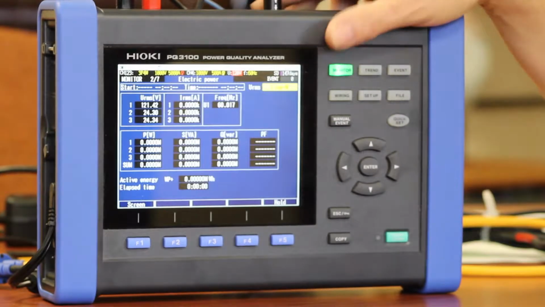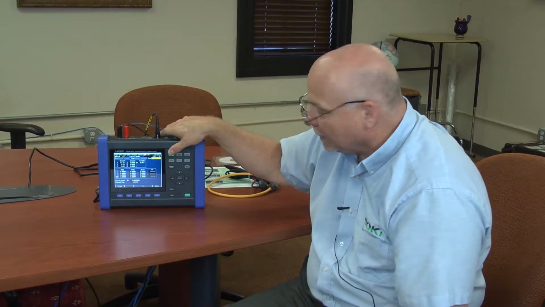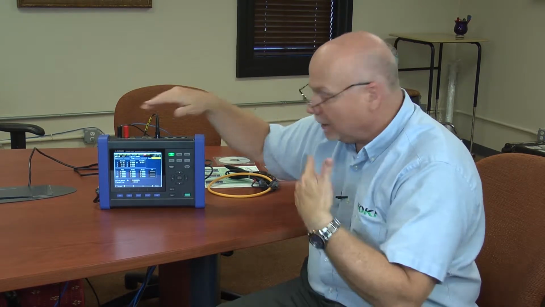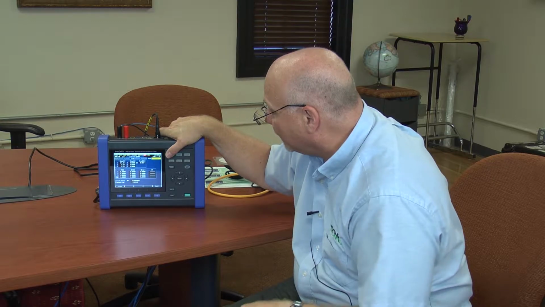The next screen is going to give you a digital readout of my voltage, my current, my frequency, my power, my apparent power, reactive power, and power factor. Now keep in mind, this is also a metering screen. We have not started any recordings yet. So at this point, we're just looking at the way everything is hooked up, and we're reading our data as it's presented at the moment.